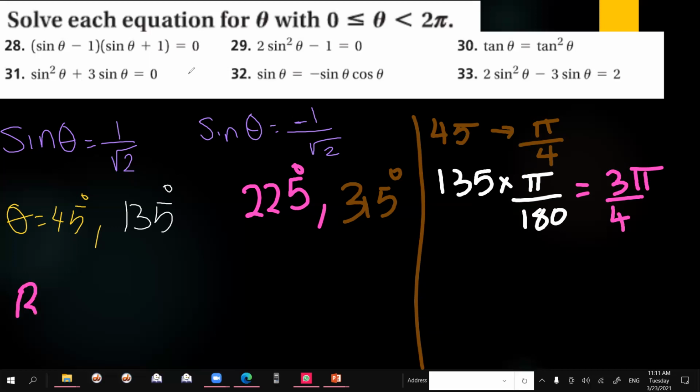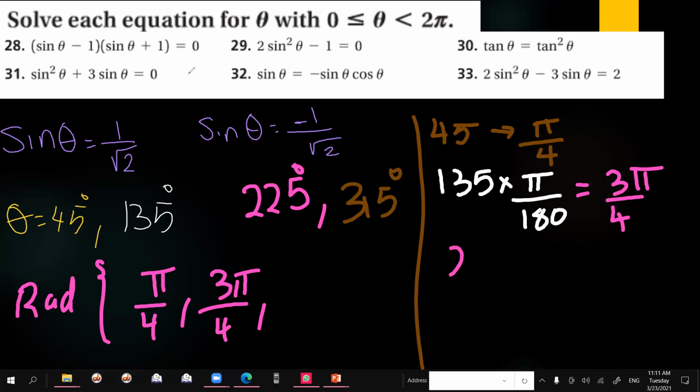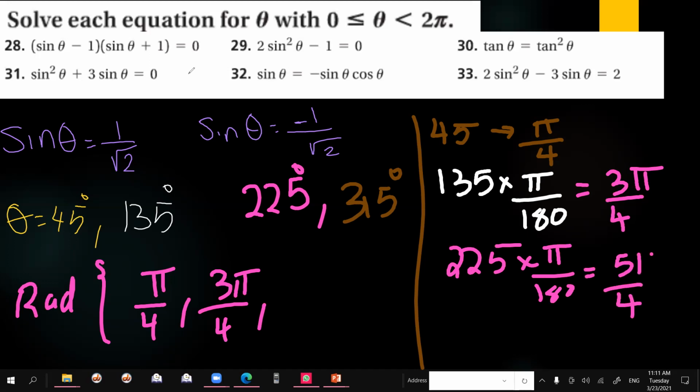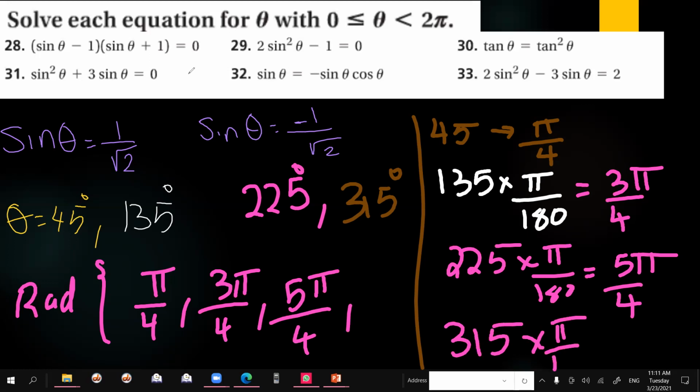So in radians, you have the angles as pi over 4, 3 pi over 4. Then 225 times pi over 180. Let's divide 225 over 180, which is 5 over 4 times pi, which is 5 pi over 4. And the last one, we have 315 times pi over 180. So 315 by 180, which is 7 pi over 4.